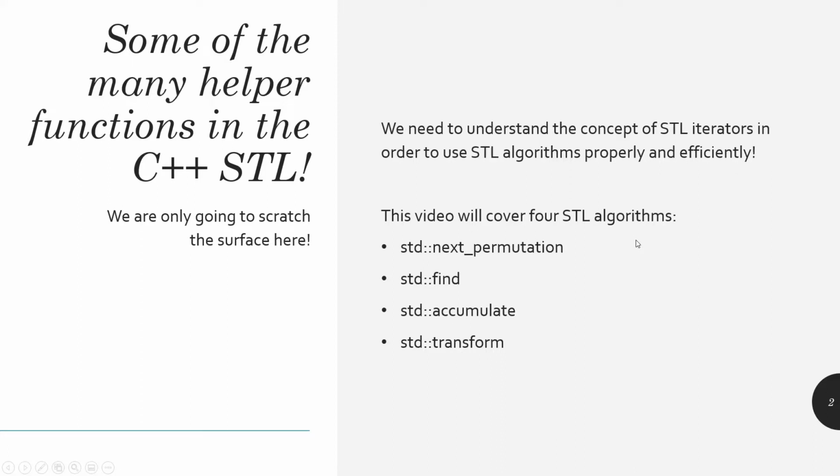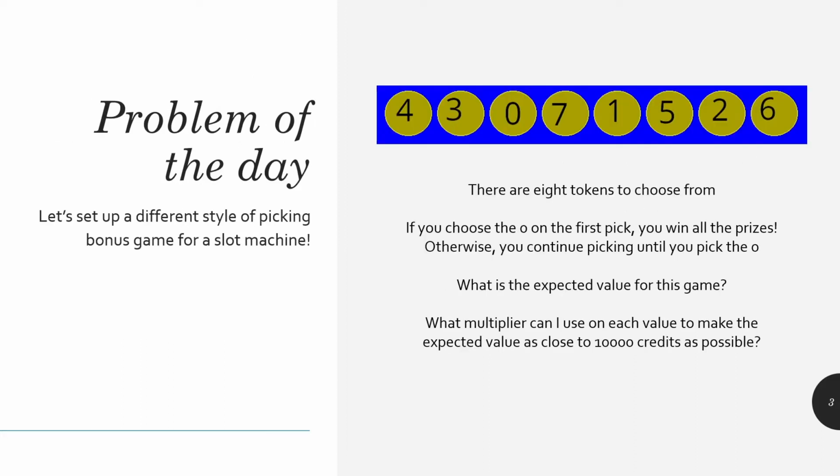So we're going to be using 4 algorithms to solve the problem you'll see in the next slide: next_permutation, find, accumulate, and transform. Once you understand the basics, you just have to look into what the algorithm does, how to supply the parameters to the function, and what it returns, and you're good to go. The problem of the day is a different style of picking game than the ones I've had for other videos.